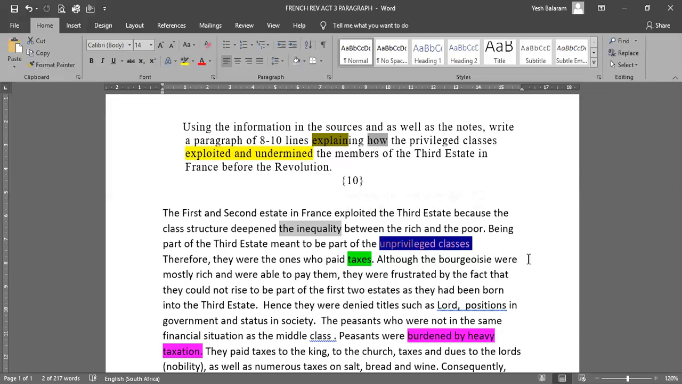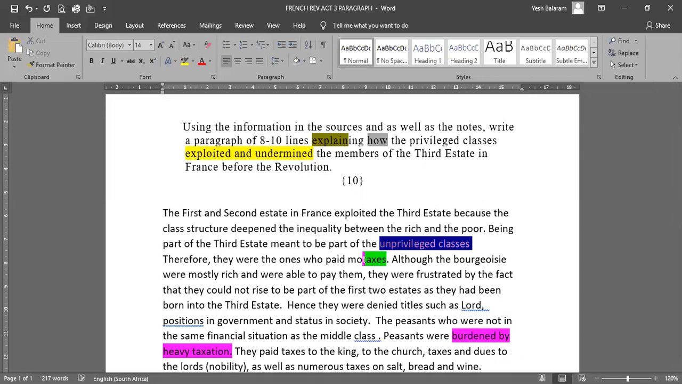Being part of the third estate meant to be part of the unprivileged classes. This here is reference, of course, to the middle class, the working class, and peasants who belong to the third estate. Therefore, they were the ones who paid taxes. Now, just to clarify, it's not saying that the first two didn't pay taxes at all. This sentence refers to, in fact, we can qualify this, they were the ones who paid most of the taxes.